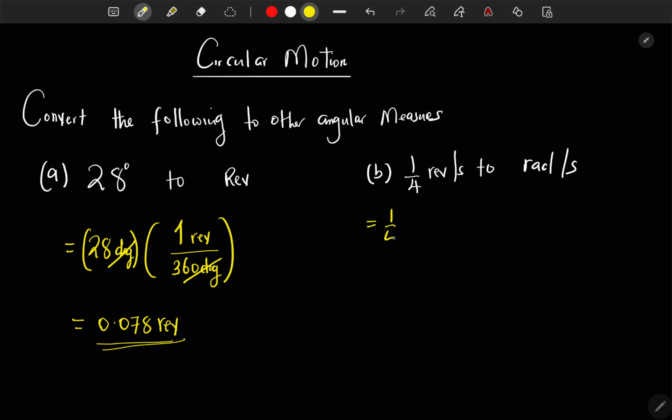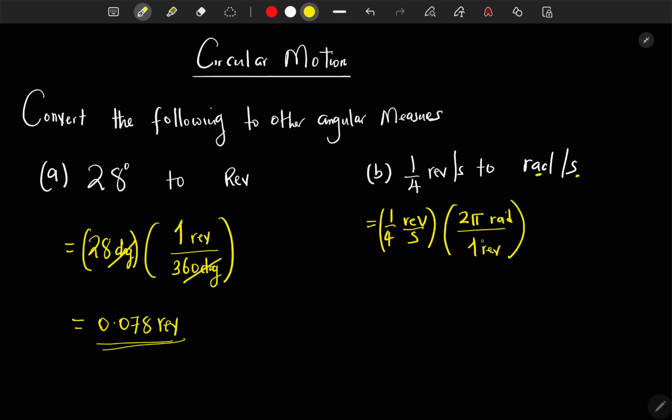Let's convert this one here. So we're having 1/4. Now 1/4 is the same thing as 0.25. So we have revolutions per second, meaning over second. Then we are converting to rad per second. All right. So if I have to convert this one to rad per second, since there's a revolution on top, I must have a revolution down here. Then what should I have here? I need to have a rad here and a second.